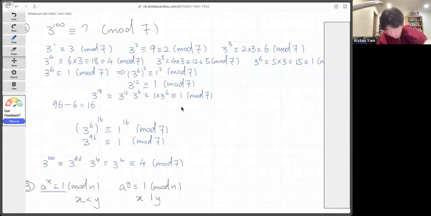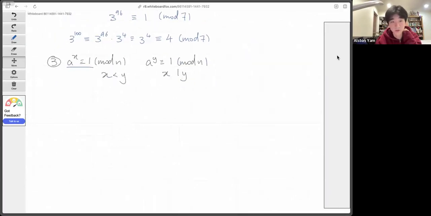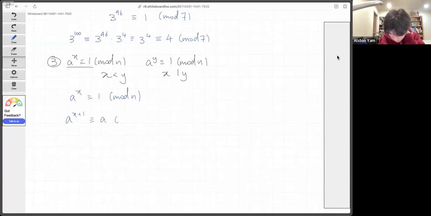I think with this one, what we've already done is plenty to solve the problem, right? We can just modify our logic a little bit. So if we have a to the x is congruent to 1 mod n, let's just keep multiplying a to both sides. If we multiply 1a to both sides, we have a to the x plus 1 is congruent to a mod n.